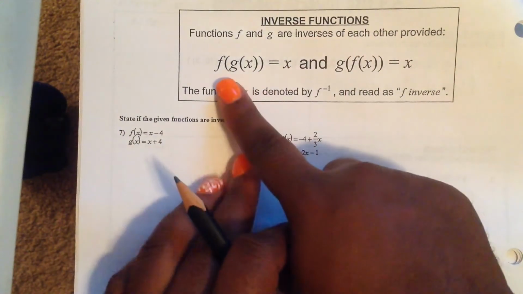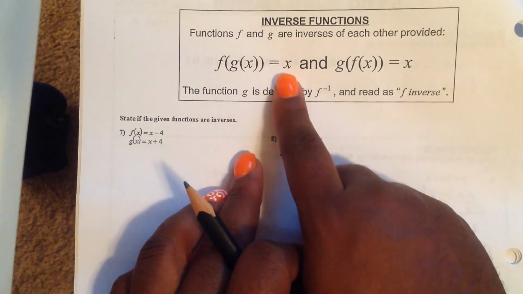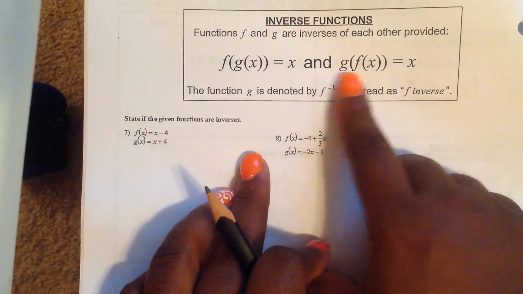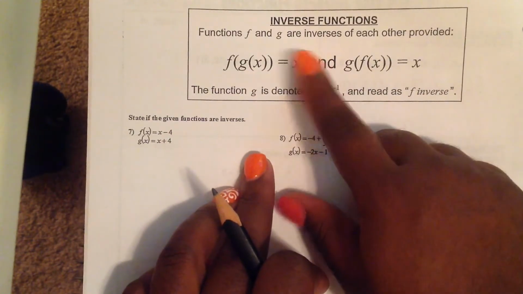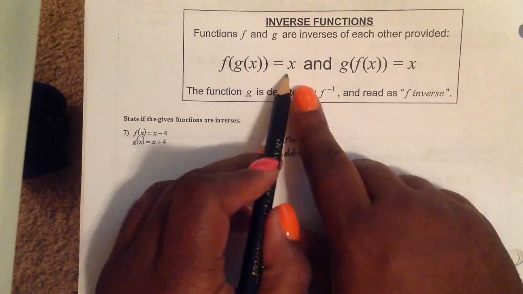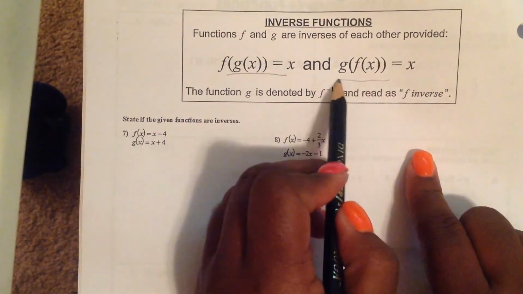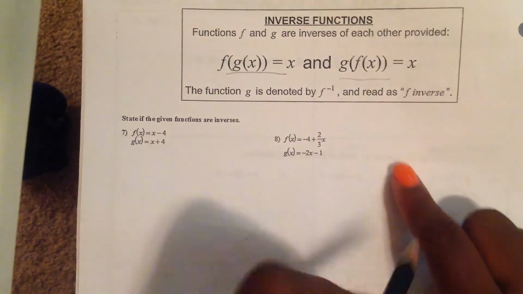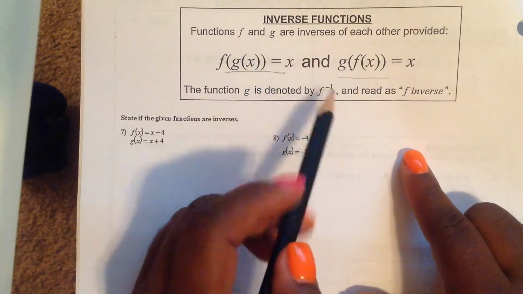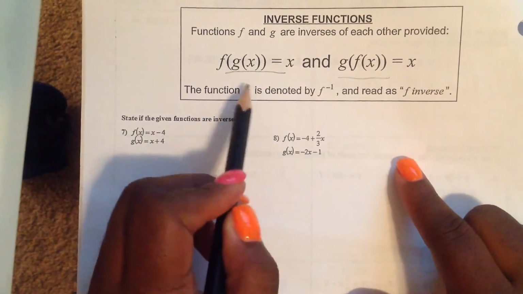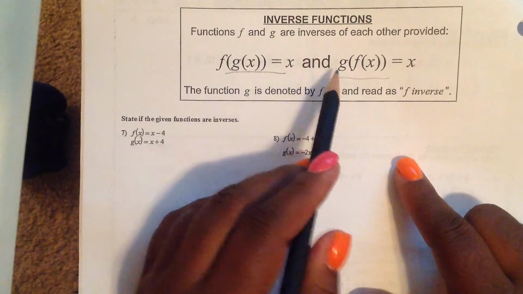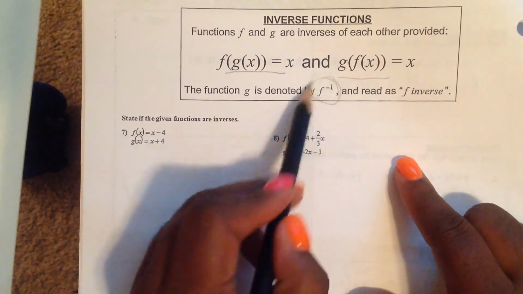The inverse function property says that f of g of x is x and g of f of x is x. So if these two functions are inverses of each other, when we do the composition f of g of x and g of f of x, we have to do both, then they are inverses of each other.